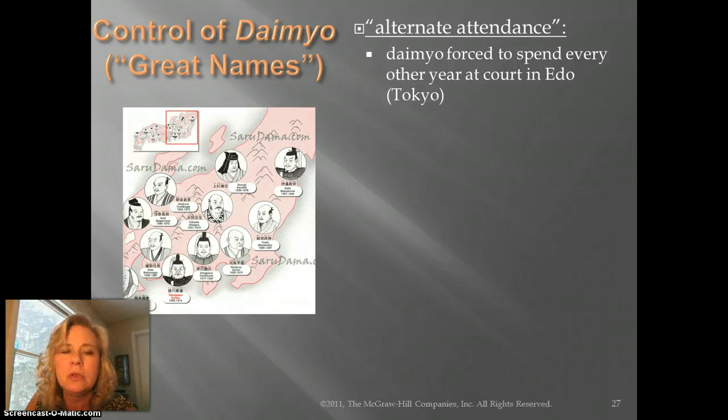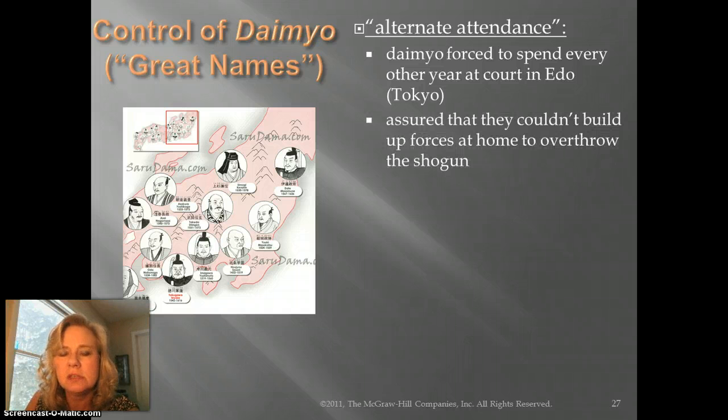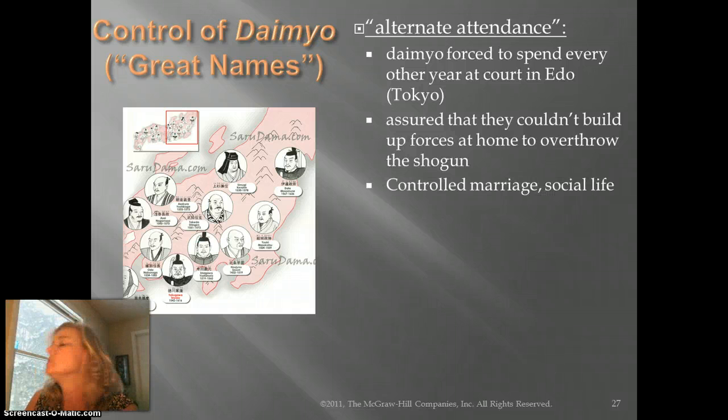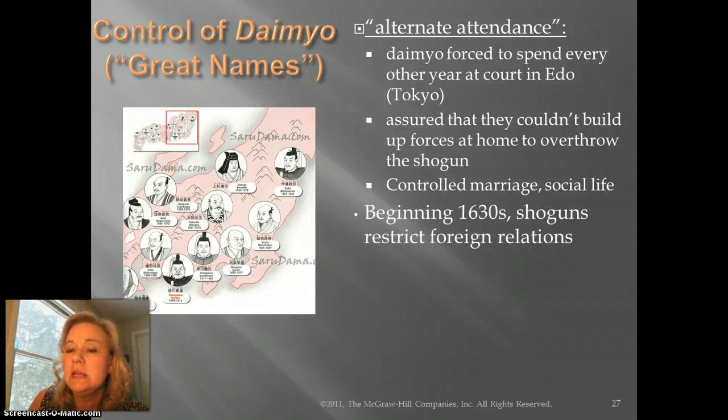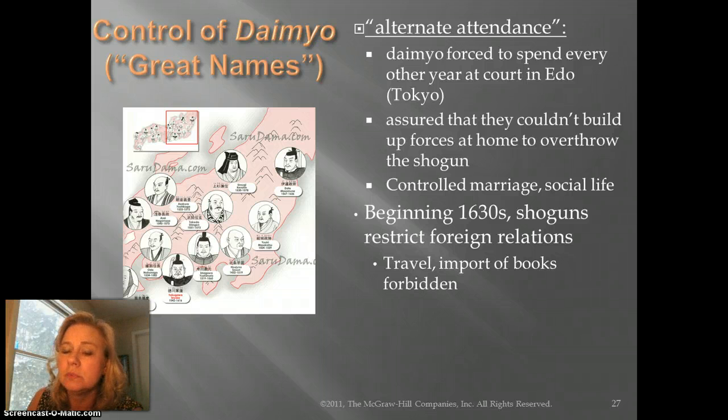This way they would meet together and the Tokugawa could successfully prohibit these daimyo from building up forces at home that could potentially overthrow the Tokugawa. So they controlled marriage contracts, they controlled the social life of the daimyo when they were in Edo. Beginning in the 1630s, the shoguns also restricted foreign relations, and they restricted travel. The import of books was also forbidden, and we'll be talking more about that in class.